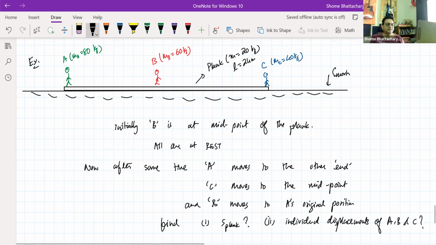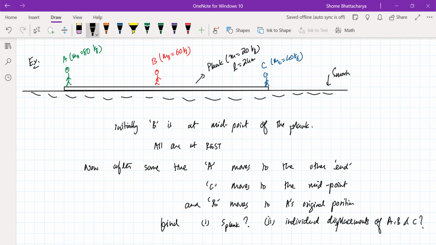So this is just a slightly lengthier version of the previous question. You can see that we have to keep track of a number of things while you're solving it. But the concept is the same, that the center of mass of this whole system should remain stationary. Just give it a try. We'll discuss a couple of methods of working out a question like this.